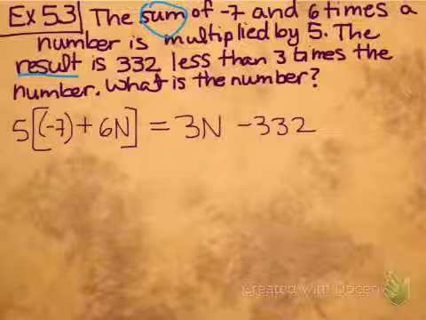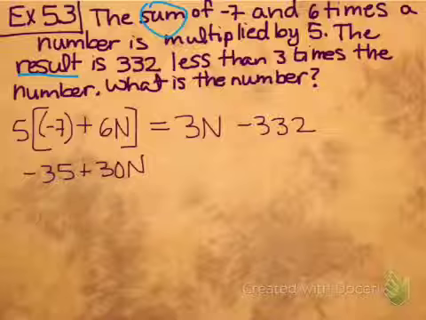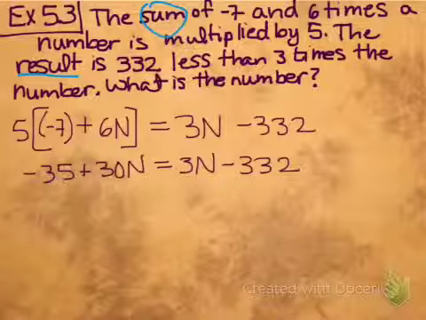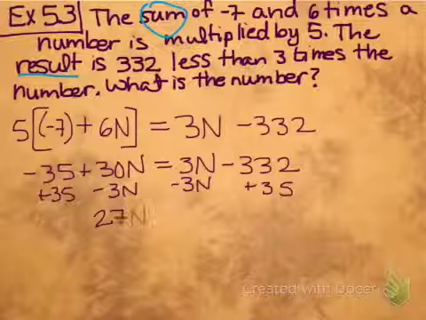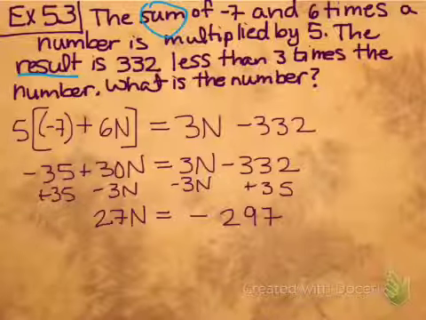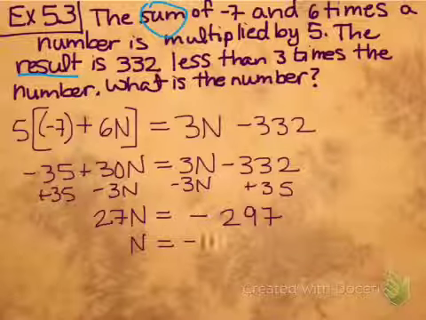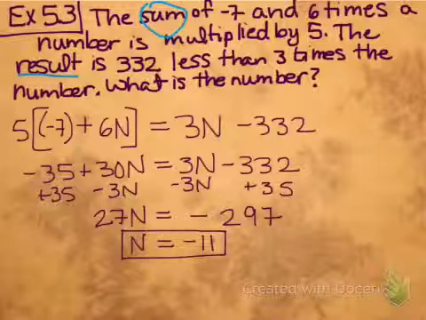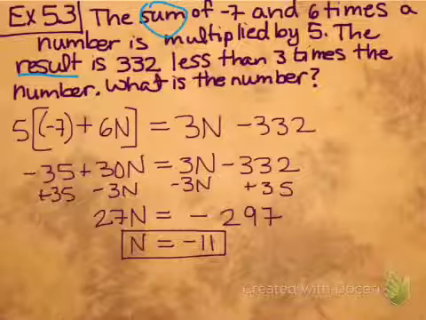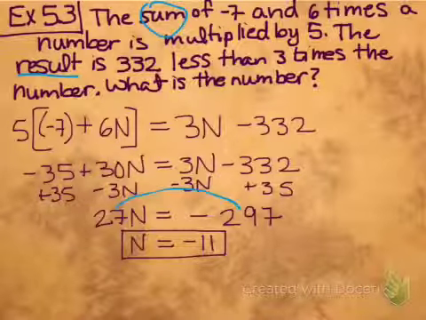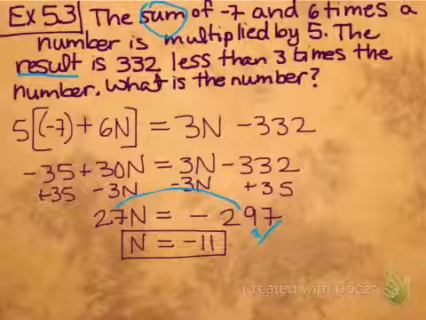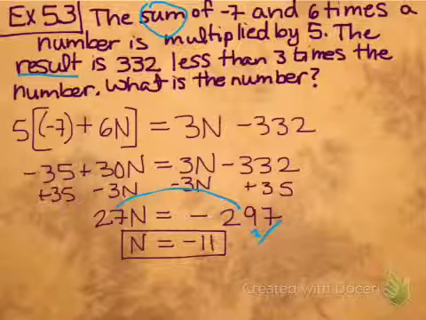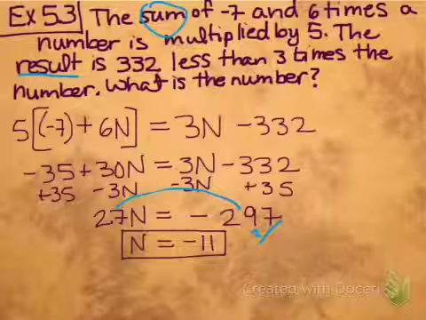Now we can go ahead and distribute and solve. We get negative 35 plus 30n equals 3n minus 332. Subtract 3n from both sides, add 35 to both sides. We end up with 27n is equal to negative 297. And when we divide that out, we get n is equal to negative 11. You can see that 27 goes into 29 one time, and there's going to be 2 left over, and then I just put those together, 2 and 7, that's a 27, so it's a 1 and 1. Kind of a fast way to do that in your head.